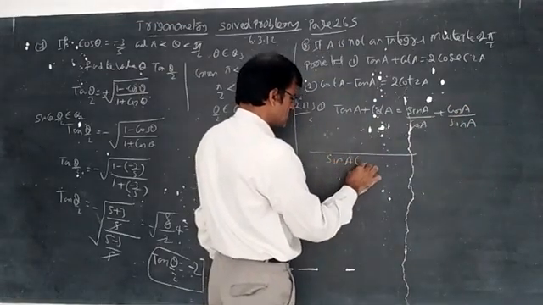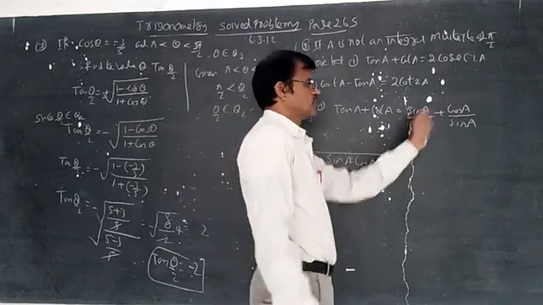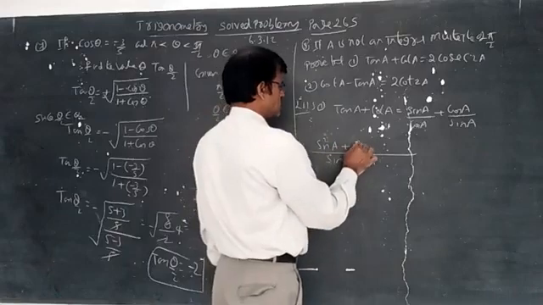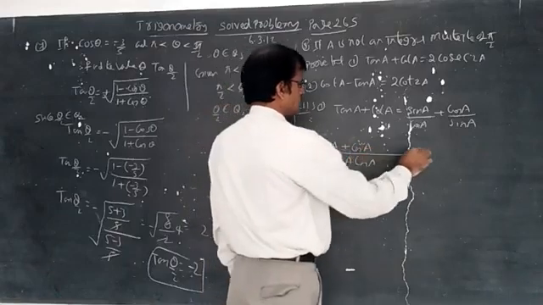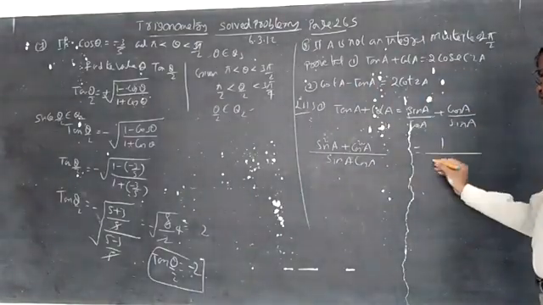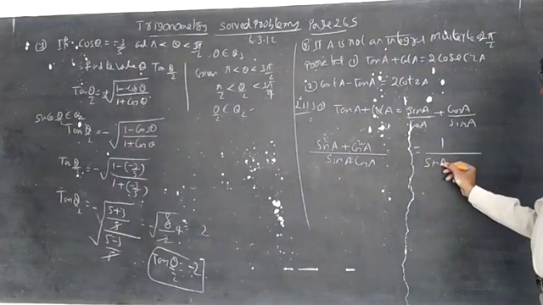Denominator becomes sin A cos A. Here this into this plus this into this becomes sin square A plus cos square A. So sin square A plus cos square A becomes 1. So we have 1 by sin A cos A.